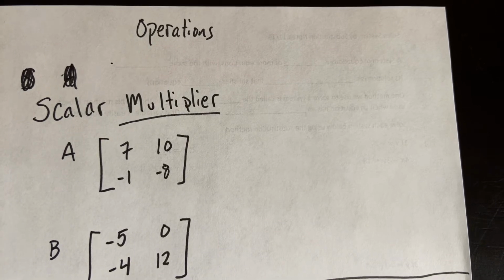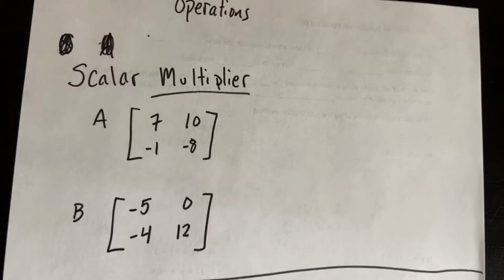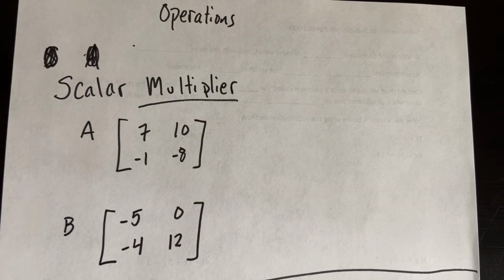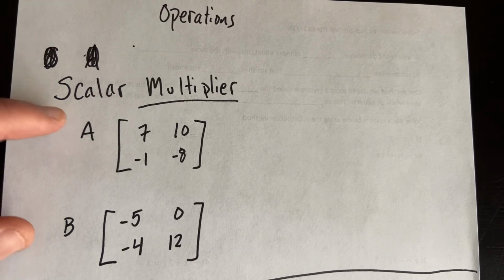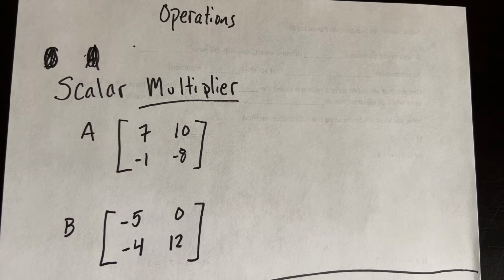You've maybe heard of a scalar. A scalar kind of bumps something up to the next level. So when we're talking about multiplication here, operations for a matrix has a scalar multiplier. Okay, so I've got two different examples here. I've got matrix A and I have matrix B.